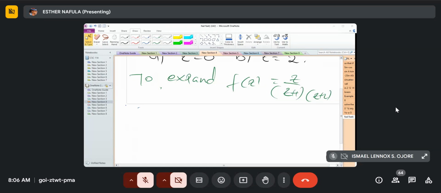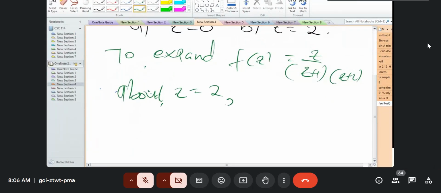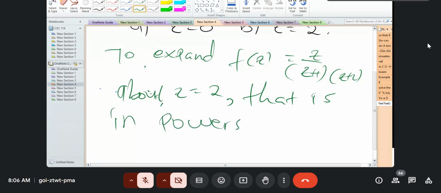I hope you remember the procedure. So to expand this about z equals 2, that is, in powers of z minus 2.